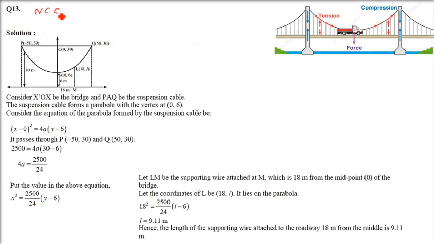This is also an NCERT question, and there are various questions of this type in this R.D. Sharma. So let me just read the question. The cable of a uniformly loaded suspension bridge hangs in the form of a parabola. The roadway, which is horizontal and 100 meter long, is supported by vertical wires attached to the cable, longest wire being 30 meter and the shortest wire being 6 meter. Find the length of a supporting wire attached to the roadway 18 meter from the middle.